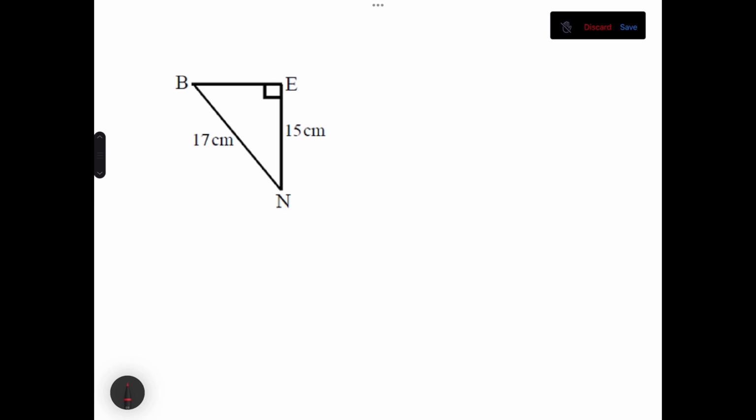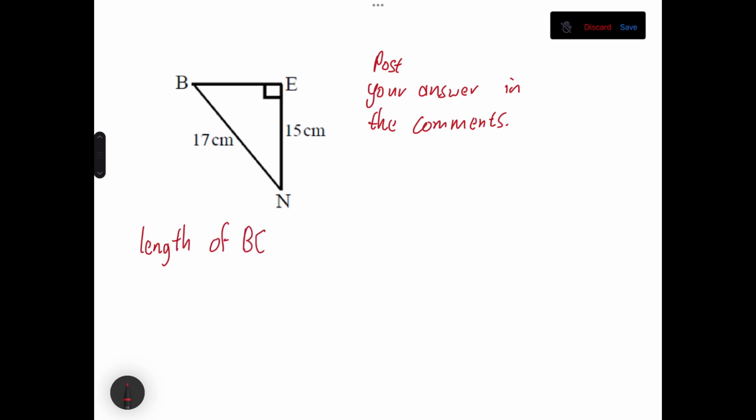The following one, try it and post your answer in the comments. These are the questions that go with this figure here. Determine the length of BE. That's the side that you need to calculate. And after calculating the side, we're going to put theta at angle N, and therefore you must determine all the ratios for me as well.